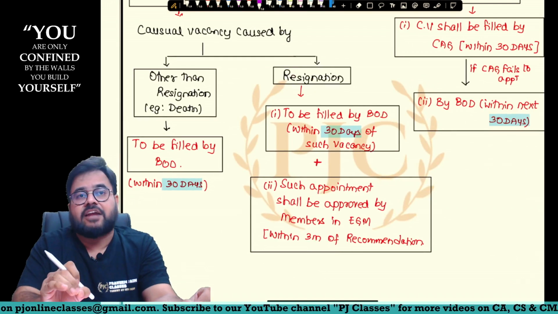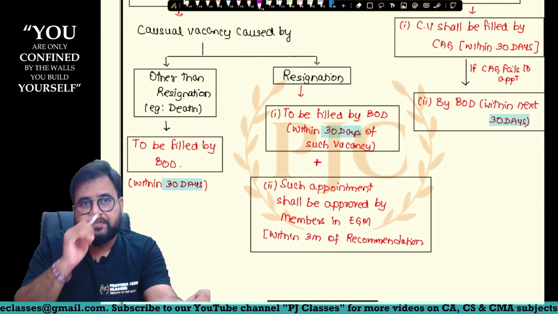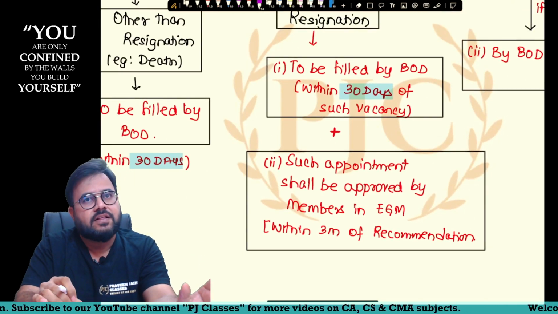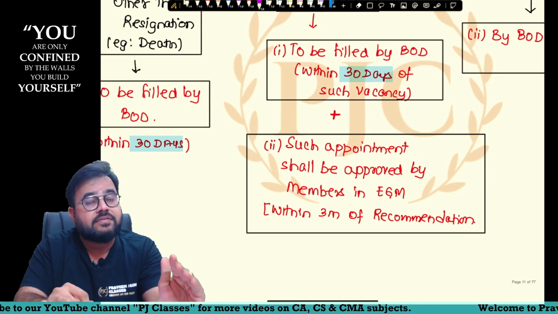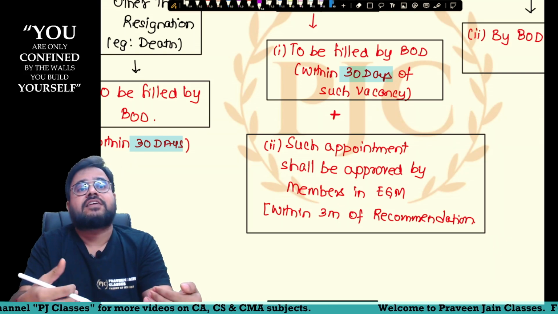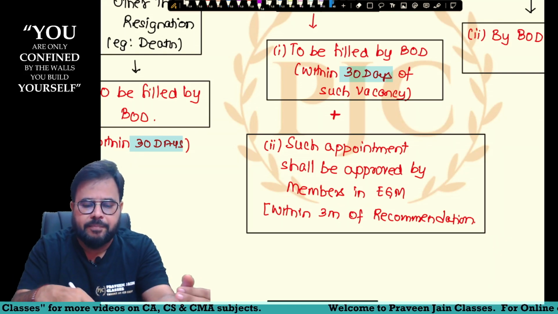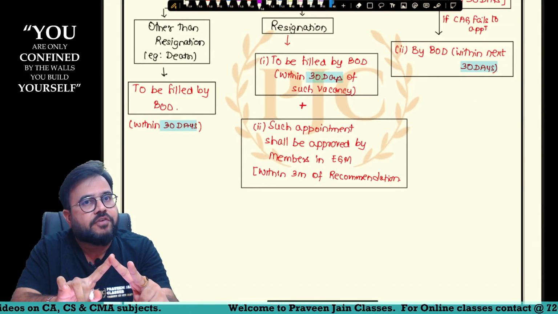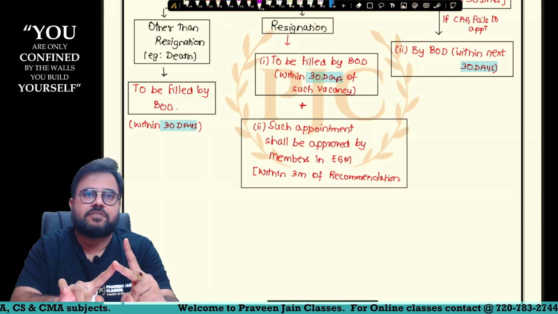But if the casual vacancy arises due to resignation, sir, then in such a situation it has to be filled by the board of directors. A 30 days time limit is given. Plus, it also has to be approved by whom, sir? Members. In other words, you can say it has to be ratified by members in the EGM, sir. So, in other words, dual approval is required. Board of directors' approval is also required and members' approval is required.